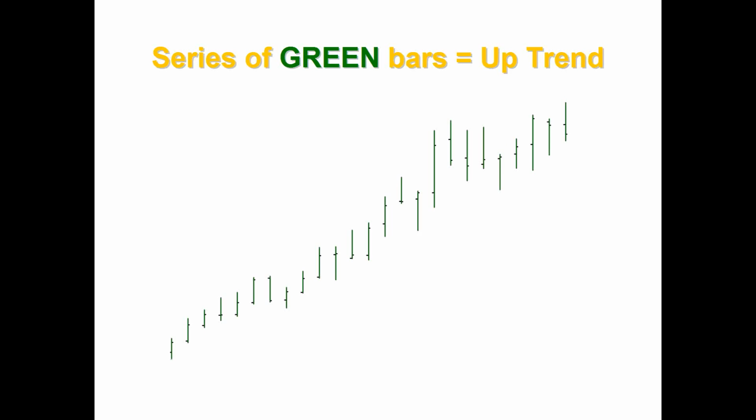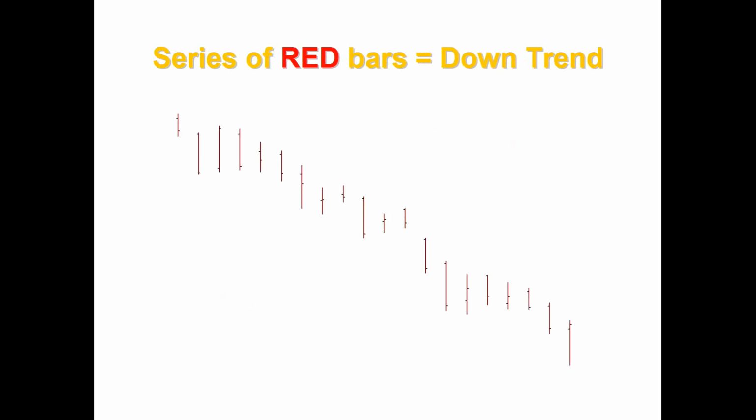We've taken all the hard work out for you, so we've constructed the PET-D into a proprietary color bar algorithm. All you need to do is look at the color of the bars. It's automatically done for you. When you see a series of green bars, the PET-D is telling you that the market wants to go up. The trend is up. When you see a series of red bars, the PET-D is translating that the market wants to go down.